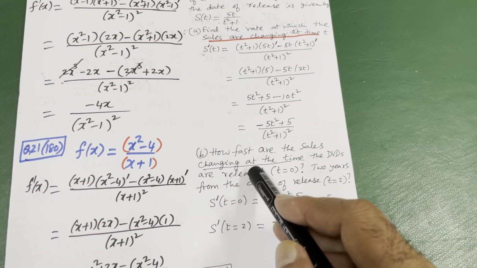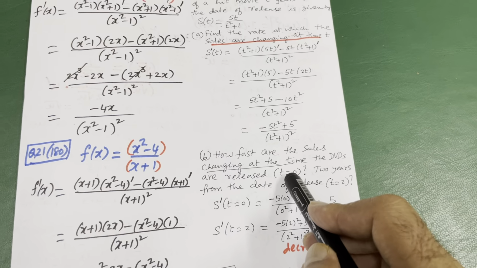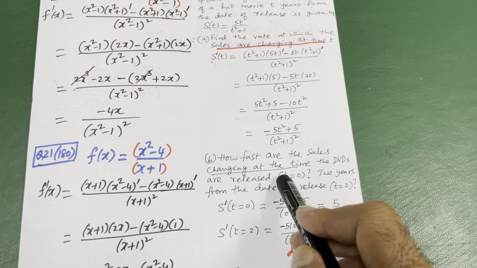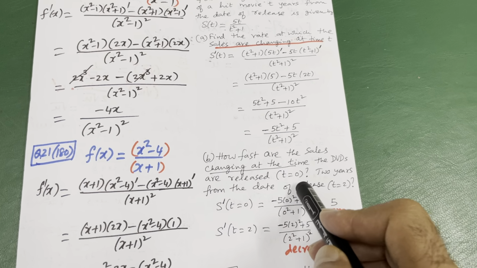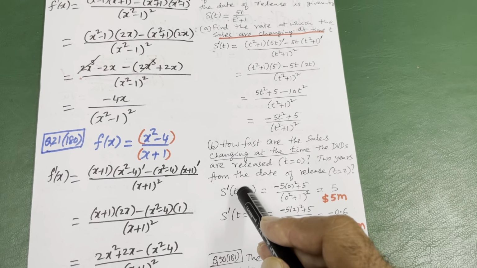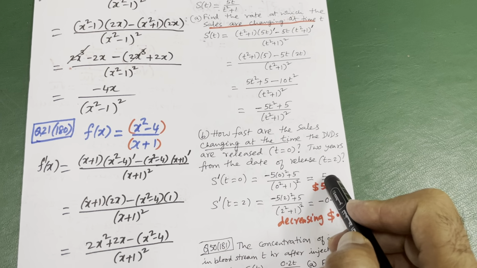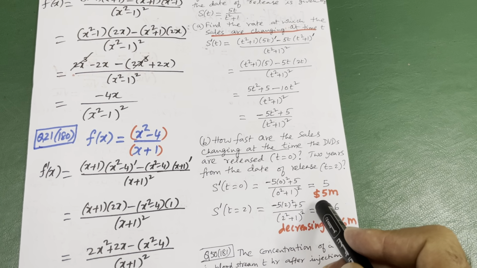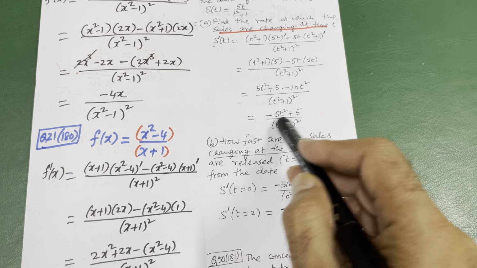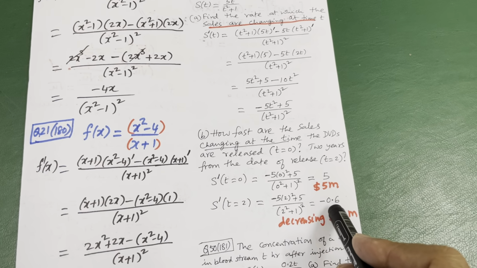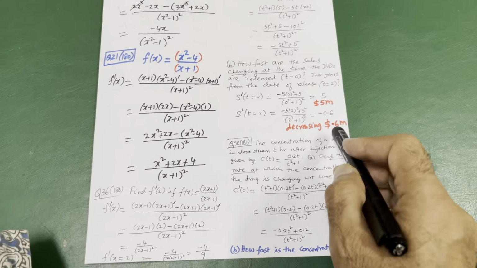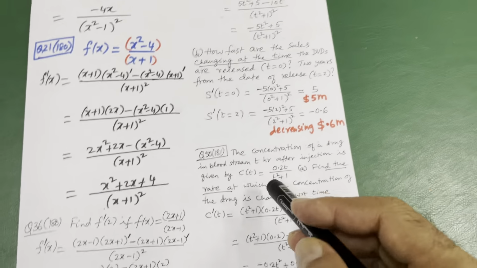Release means today, that is t is equal to 0. 2 years from the date of release. Today you release, t is equal to 0. 2 years later means t is equal to 2. After finding the derivative, put t is equal to 0, you get $5 million, and t is equal to 2. If you put it here in this one, you get minus 0.6. Don't worry about the minus, it means decreasing 0.6. Let us see another one.